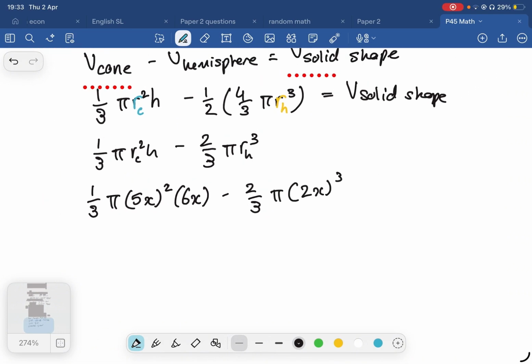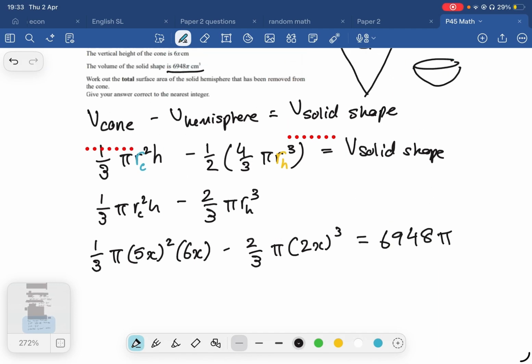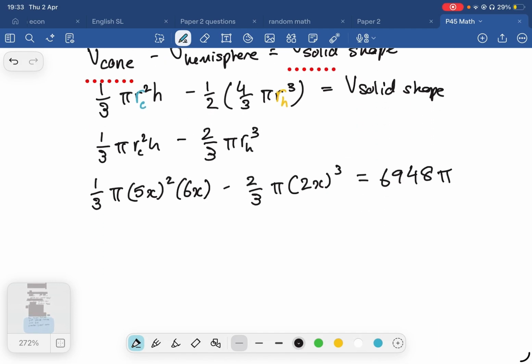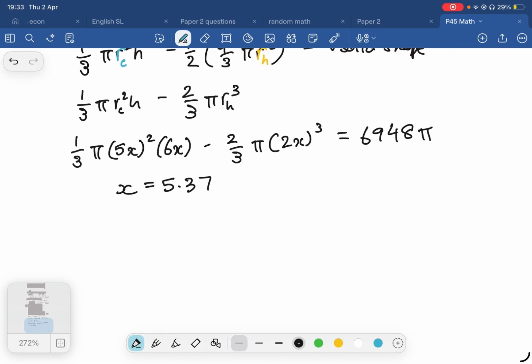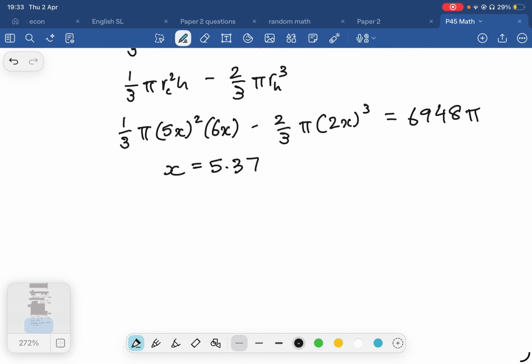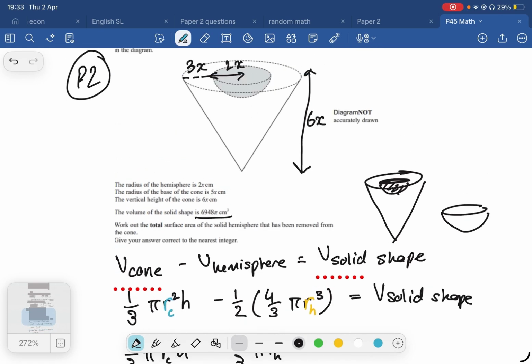Now in IB you can just use nsolve, because this all equals 6948 pi. You can just use nsolve and you'll get the value of x to be 5.37. I'm not going to go into how you simplify that. It's just basic algebra, which you guys should know. But either way, you can use nsolve. Once you have the value of x, you need to find the surface area of the solid hemisphere.